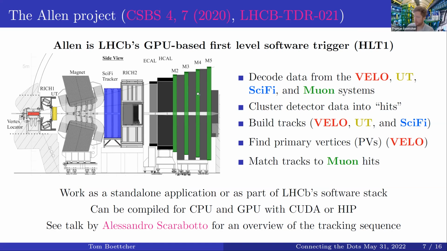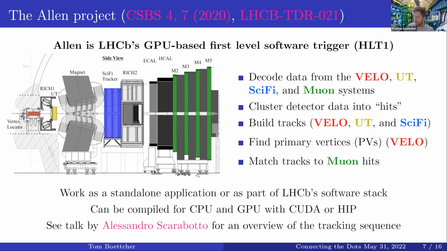And then we can better select data if we can identify muons. So we decode and reconstruct data from the muon stations. So we decode the data, cluster it into hits, build tracks, identify the collision points, or primary vertices, and then match those tracks to muon hits. And then we can use all of the reconstructed tracks to create secondary vertices and try to find displaced heavy flavor decays and select those. So this is the basic job that Allen was designed to do.